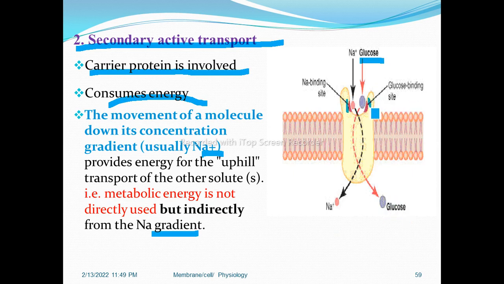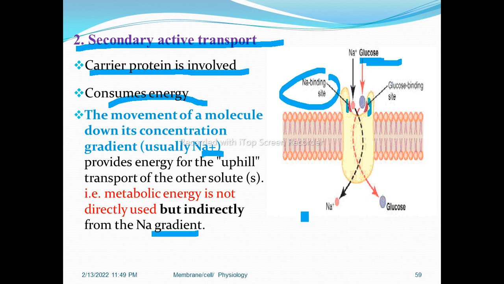So this is the glucose binding site. Sodium moves from outside, from high concentration to low concentration. Mostly in secondary active transport, sodium is present. When sodium moves from outside to inside, it starts the movement of the glucose. So the glucose uses energy. That's why we say energy is used indirectly. It's not for sodium but for glucose.